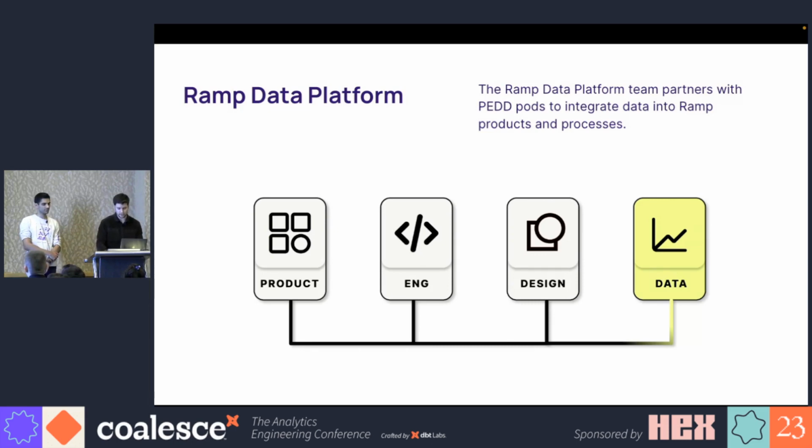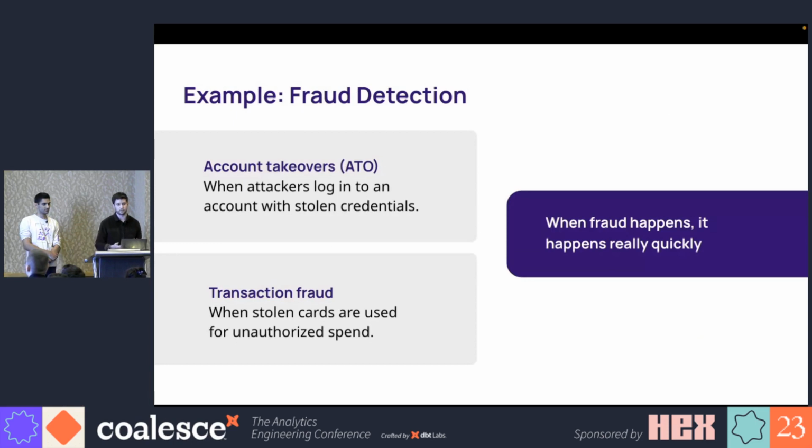One such business objective is our fraud detection platform. This is something that we've been focused on over the last year, and it's something that we actually migrated to Materialize in the last few months. Fraud is a looming threat when you're running a corporate card business. No businesses can be spared from this, and there are a lot of different types of fraud. The two that I'd like to focus on in this presentation are account takeovers and transaction fraud.